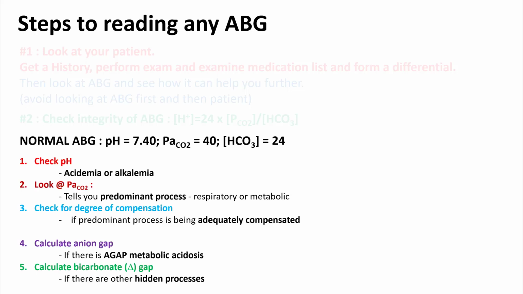There are 5 steps of reading an ABG: check your pH, then look at your PaCO2, then look at the degree of compensation, calculate the anion gap, and then calculate the delta gap.